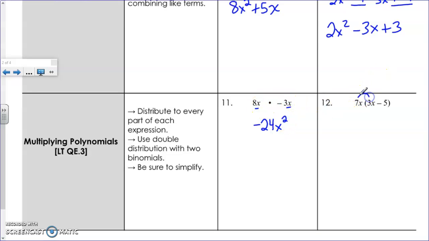And here we're going to do the distributive property. 7 times 3 is 21. X times x is x squared. 7 times negative 5 is negative 35. And there's just one x there. So that takes care of that problem there.